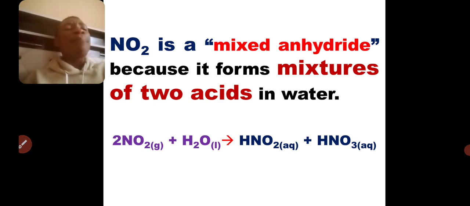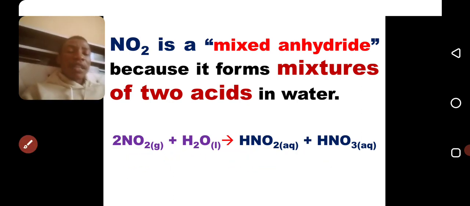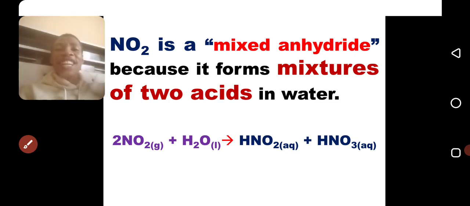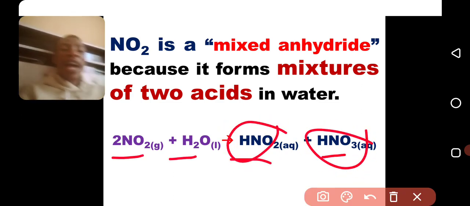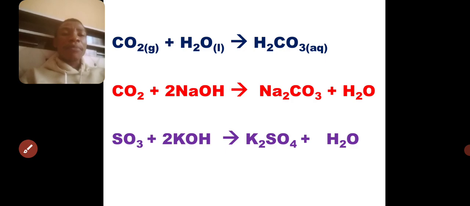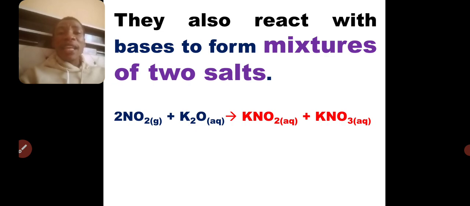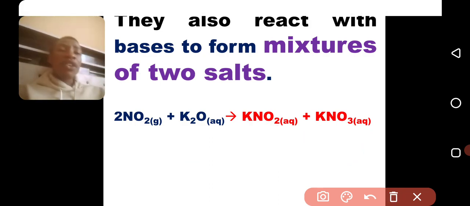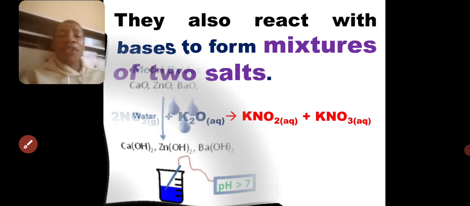You call NO2 a mixed anhydride because it can form a mixture of two acids in water. In this case now, NO2 plus water gives you HNO2 and HNO3. So it's a disproportionation reaction. So the NO2 disproportionates in water to give you a mixture of two acids, HNO2 and HNO3. It can also react with a base to give you a mixture of two salts. Like in this case now, it's giving us KNO2 and KNO3. So it is also a mixed anhydride in that kind of reaction.